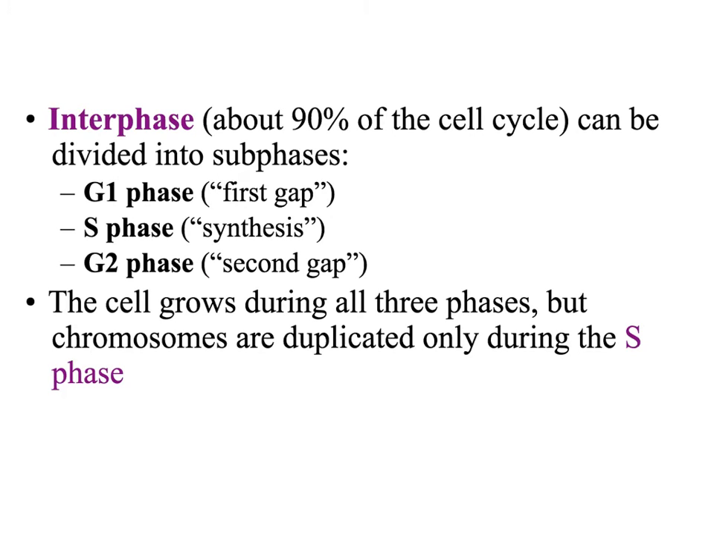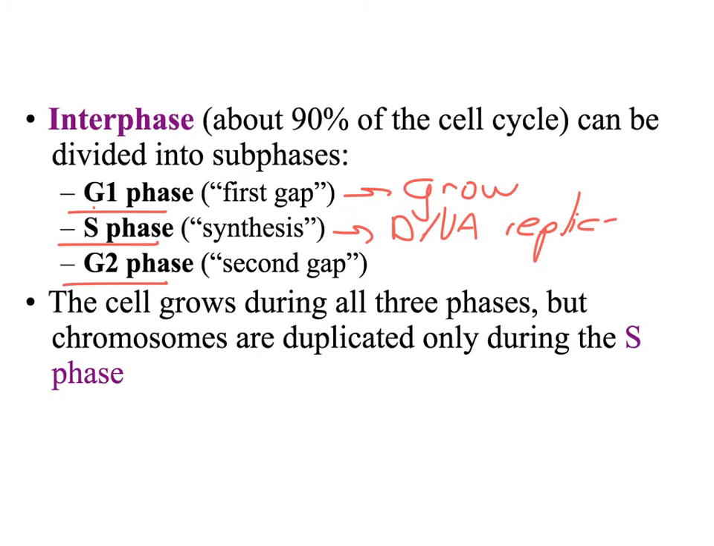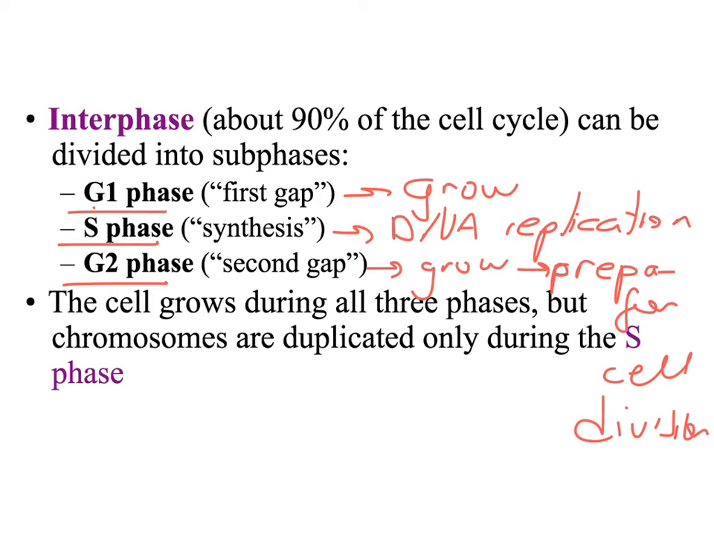Interphase is divided into three stages: G1, S, and G2. Simply, in G1 the cell grows. In S, DNA replication occurs, the synthesis of DNA. And in G2, again the cell grows and it synthesizes important proteins for cell division. So we can say preparation for cell division. The DNA replication only occurs in S phase, the synthesis phase of interphase.